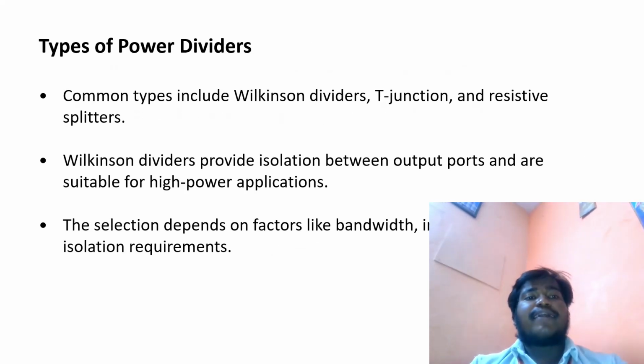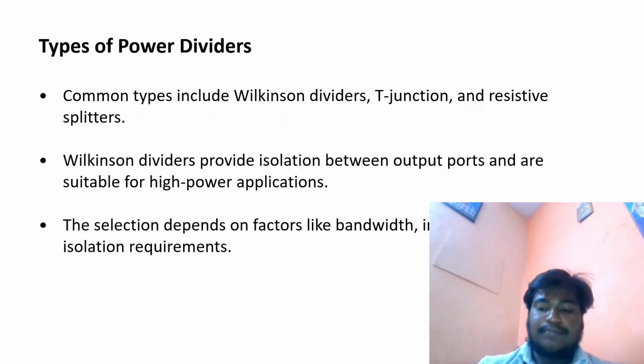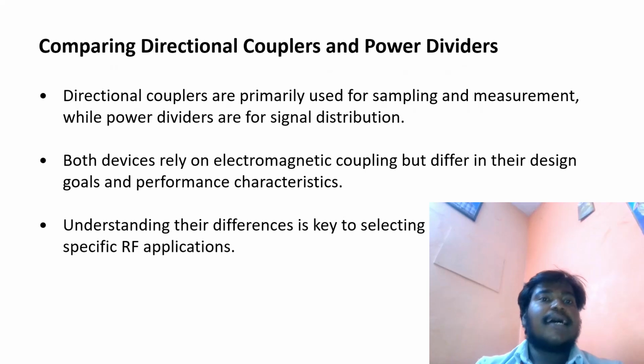Types of power dividers. Common types include Wilkinson dividers, T-junction, and resistive splitters. Wilkinson dividers provide isolation between output ports and are suitable for high power applications. The selection depends on factors like bandwidth, insertion loss, and isolation requirements. These are the types of power dividers.